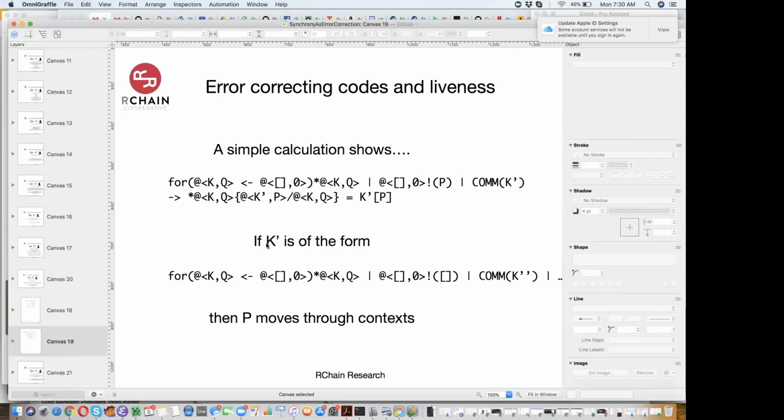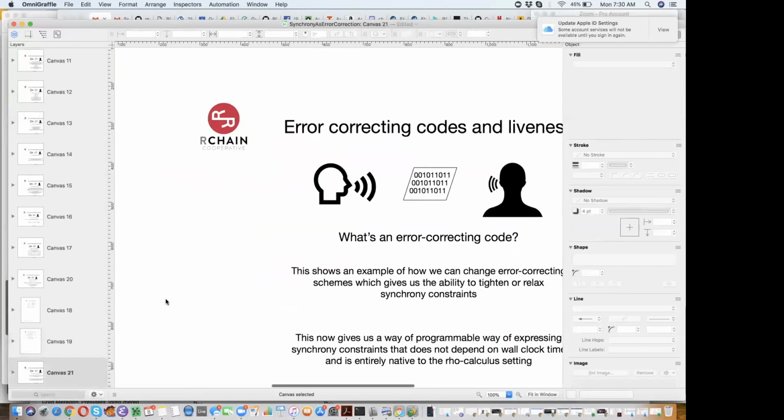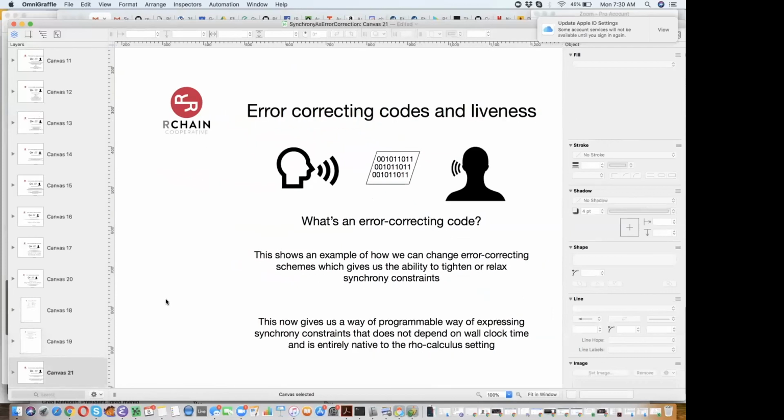Now suppose that K prime is also of this form up here, right? So P gets substituted in right here, right? And then we'll run this exact thing through, and then what will happen is P will move inside K double prime. So this shows that we can have P moving through different contexts, which means that, in summary, what that does is it allows us to relax or tighten the synchrony constraints on P as is needed for the protocol.